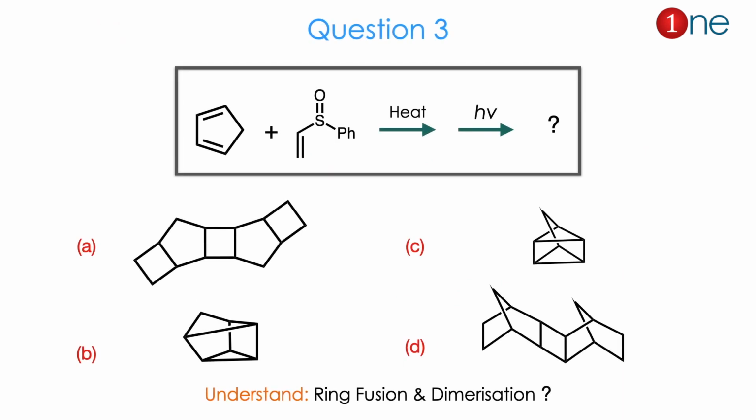Then the question number 3. The starting material is cyclopentadiene. Then you are using the alkene with a sulfur phenyl group there. It's a kind of ketone. One side is phenyl, the other side is alkene. It's a sulfur analog, so it's a thioketone kind of architecture. You're using heat and light. Here they ask you to find the products.